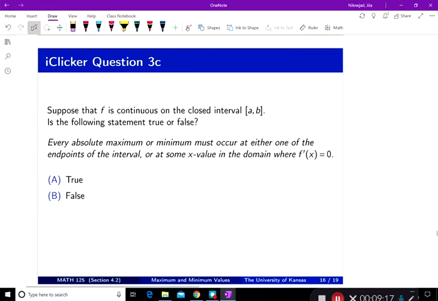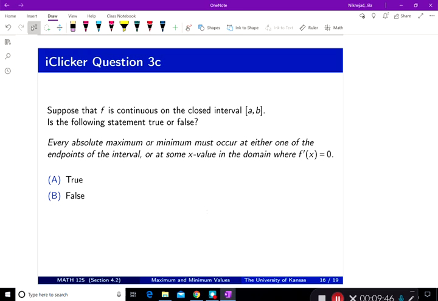iClicker question 3c of 4.2. Suppose that f is continuous on the closed interval a and b. Is the following statement true or false? Every absolute maximum or minimum must occur at either one of the endpoints of the interval or at some x value in the domain where f prime of x equals 0. And let's pause.